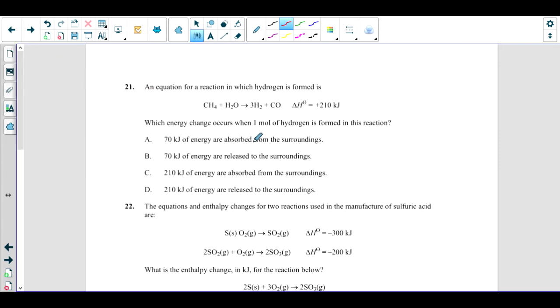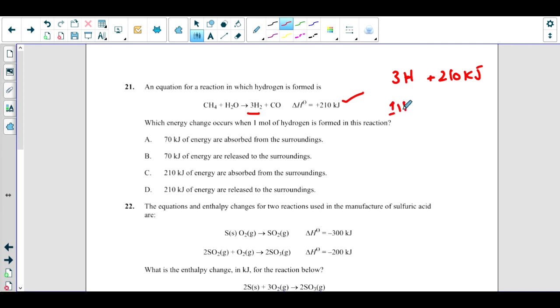Okay, let's move forward. An equation for the reaction in which hydrogen is formed. Okay, we have the equation. Delta H is given. Which energy change occurs when 1 mole of hydrogen is formed in the reaction? Very easy. It is 3 moles. For 3 moles of hydrogen, we have 210 kilojoules of energy. Positive.